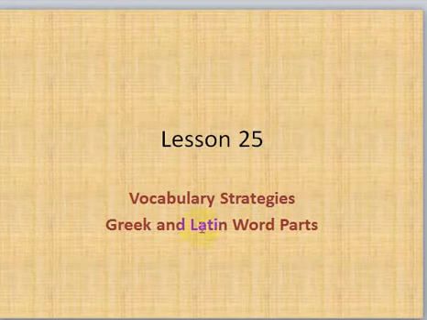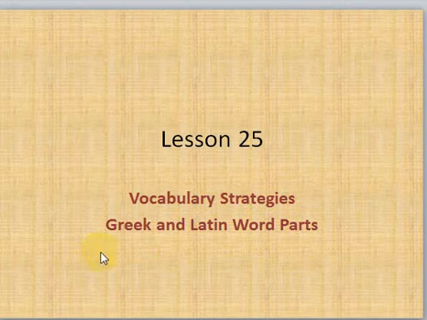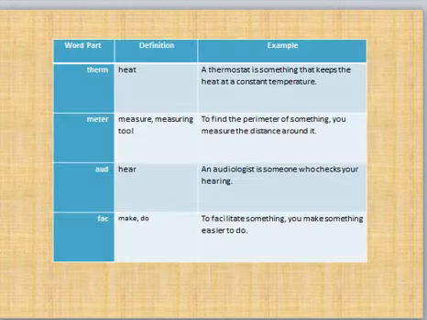Vocabulary strategies, Greek and Latin word parts. You know some English word parts are Greek and Latin word parts. How? You'll find here in this page. Number 1, therm. You'll find this part of a word. It's in English, but it's a Greek one. It means heat.